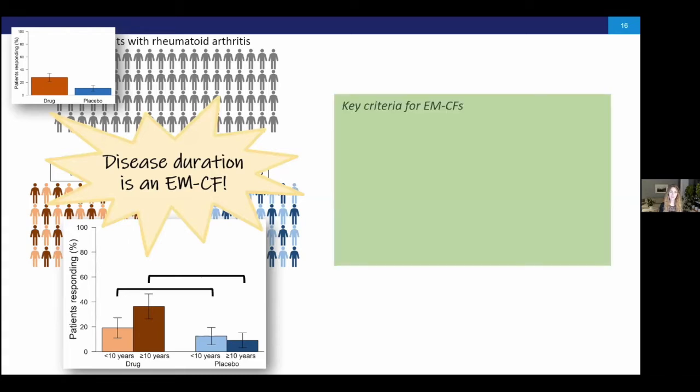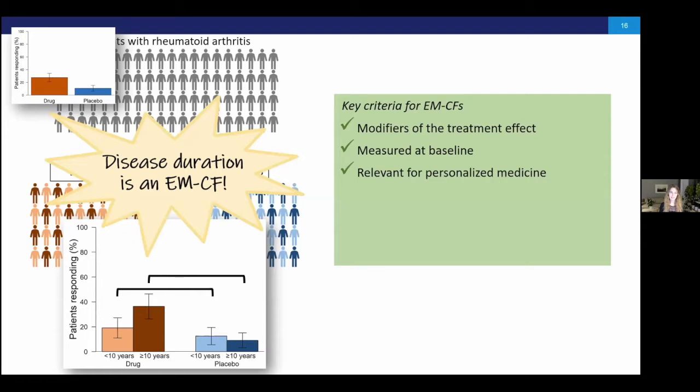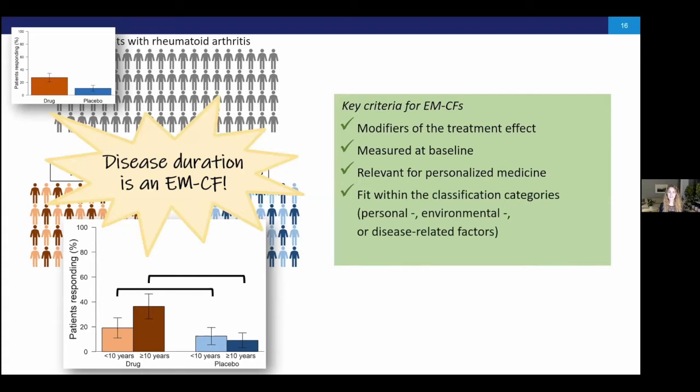It fulfills all the key criteria. Disease duration modifies the treatment effect. It is measured at baseline of the trial. It is relevant for personalized medicine. Disease duration could be used to identify patients for treatment. It fits within the classification categories. Disease duration is a disease-related factor. And finally, it is possible to measure. This example is very simple, and you can easily imagine other factors in place of disease duration.